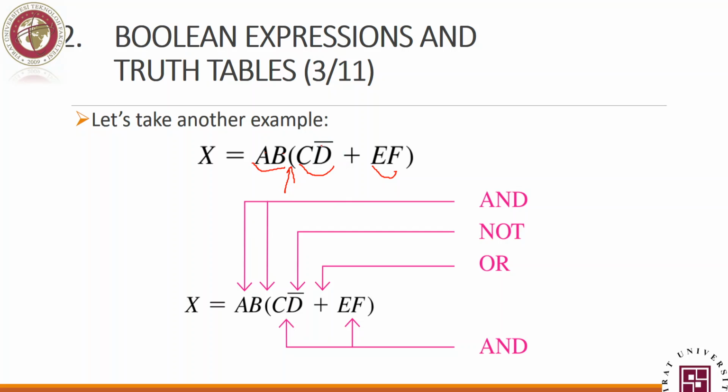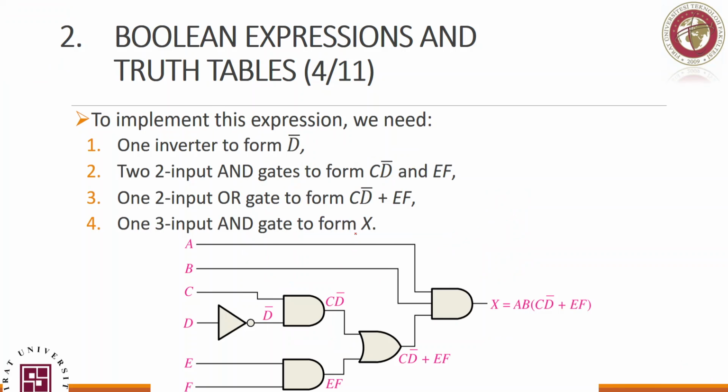We have NOT gate. Let's count again. The AND gates are determined here. One, A and B. Then this AND, this one here. Then again, C and D, another AND. E and F, another AND. Okay, so we have 2, 3, 4 AND gates. All right. How about OR? We have only one. And how about NOT? We have only one.